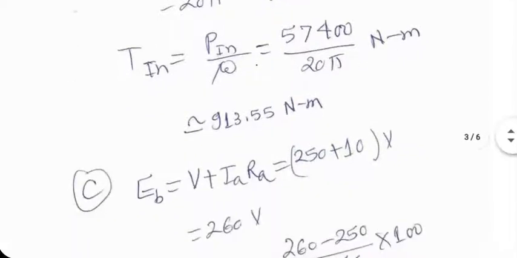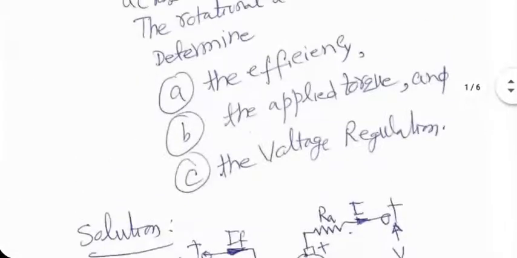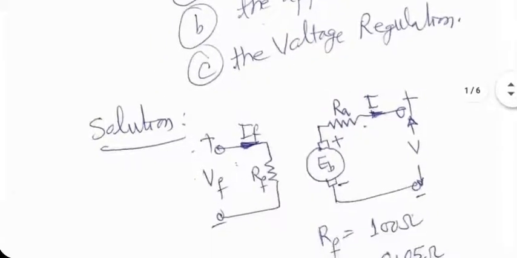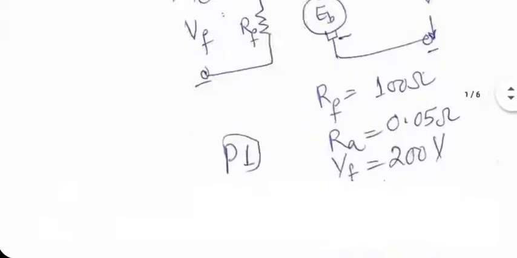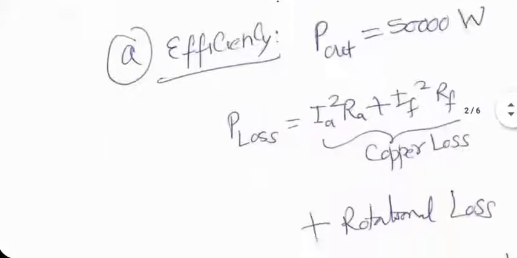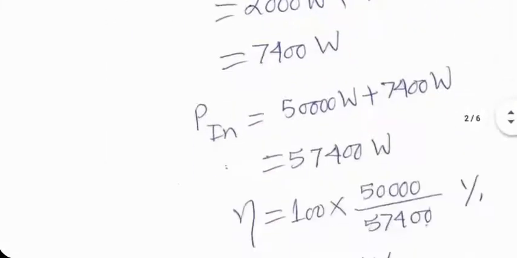Now, the last part of this problem is voltage regulation. Voltage regulation is open circuit voltage across the output terminals minus full load voltage divided by full load voltage, and the entire thing multiplied by 100 if you want the result in percentage. So we need open circuit voltage first, which means EB, the back EMF.